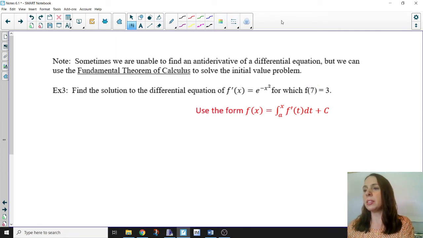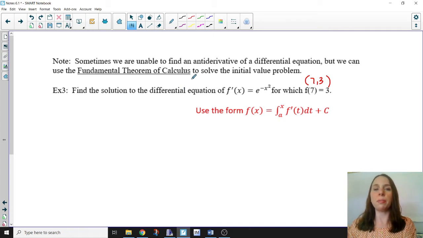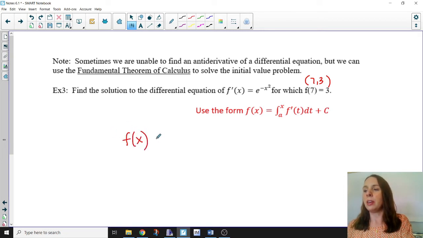Okay, well, let's talk about a couple of different things we can do. First, we could use part 1 of the fundamental theorem of calculus to sort of pretend that we're writing an answer. Take a look at my little note here that's in red. Use the form f of x equals the integral from a to x of f prime of t dt plus c. So what we're doing here is like saying, all right, we want to find the f of x function, but we're not really sure how to do that. So what we're going to do instead is just call it the integral of this.